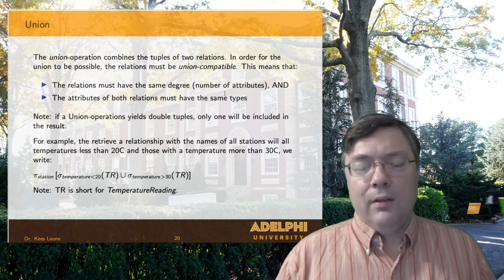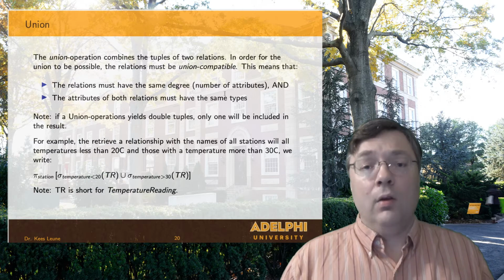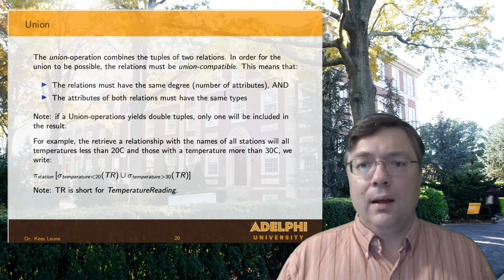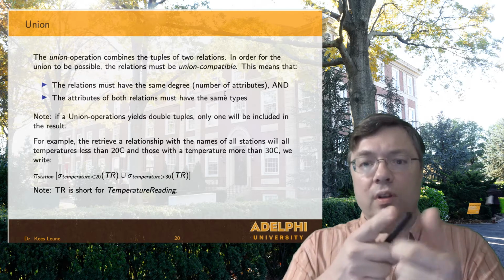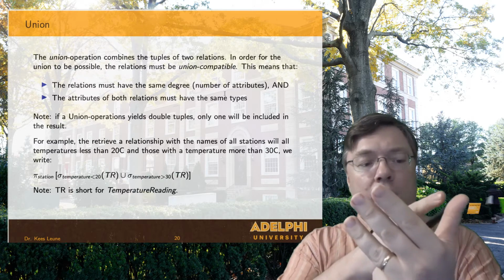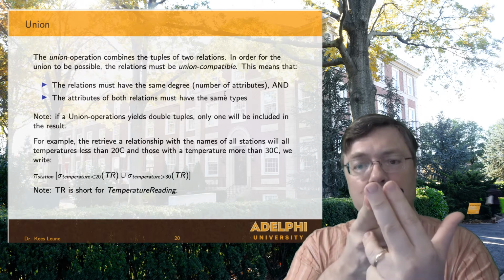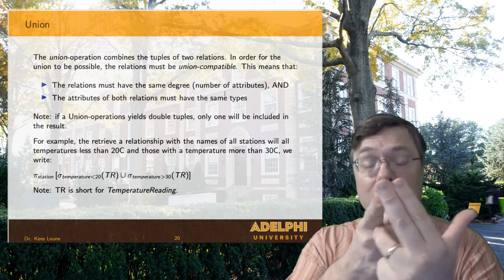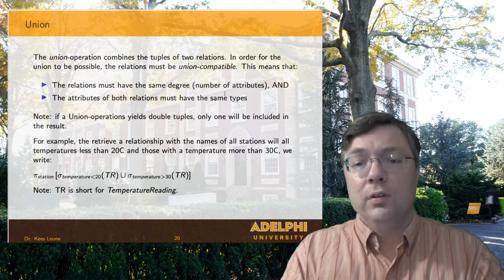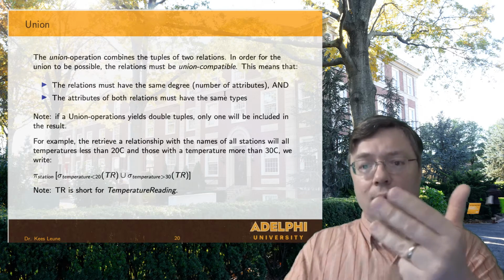Secondly, the attributes of both of those relations must be defined on the same domain. Otherwise said, they must have the same types. Which means that if I have, again, first name, last name, date of birth, and email address in the students, so first name is text, last name is text, date of birth is date, and email address is text, then my faculty table must also have text, text, date, and text.